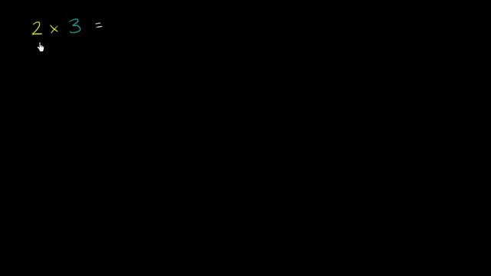You already know that we can view multiplication as repeated addition. So if we had 2 times 3, we could literally view this as 3 2's being added together. So it could be 2 plus 2 plus 2. Notice this is 1, 2, 3 2's, and when you add those 2's, you get 6.